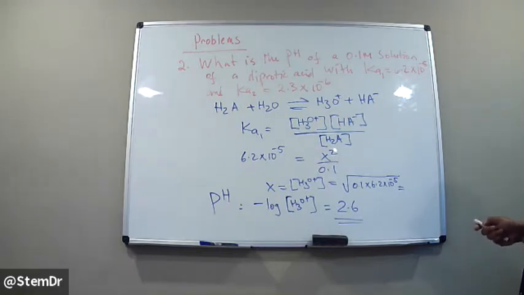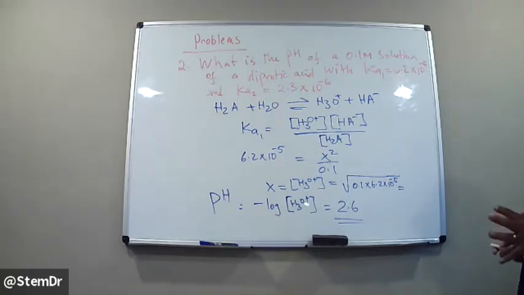Then to solve for x, you have to multiply 0.1 times that and take the square root of that product. Plugging it into the pH equals the minus log of the hydronium ion concentration, if you just plug that number into this, you'd get a pH of 2.6. So this initial solution of a diprotic acid has a pH of 2.6.